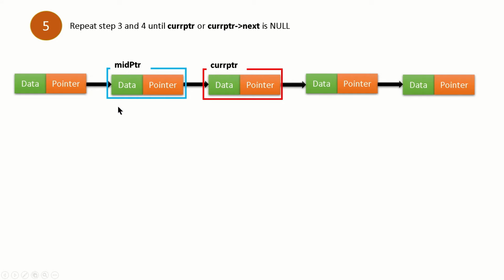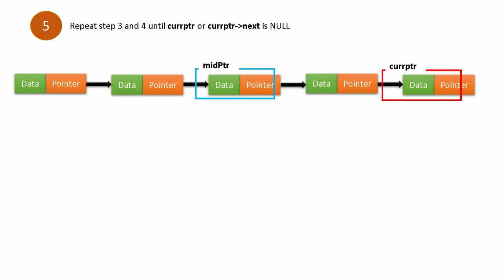Step 5. To find the middle element, repeat step 3 and step 4 until either the current pointer is null or the current pointer next is null. So here in this case the current pointer next is null and this is the middle element. Let's quickly check how this works for an even number of nodes.